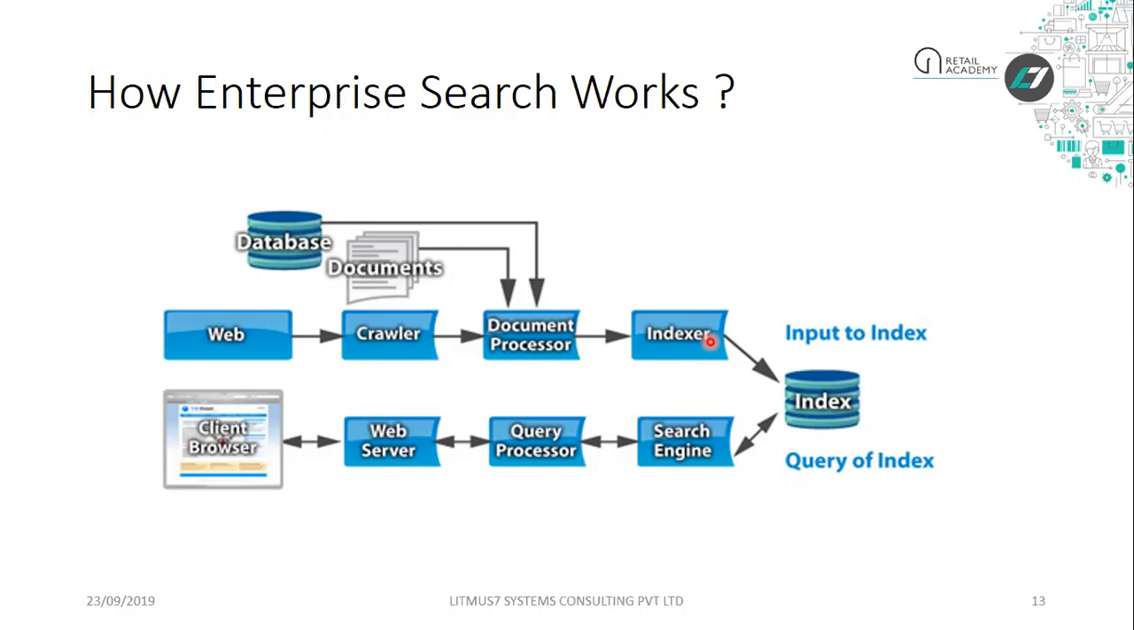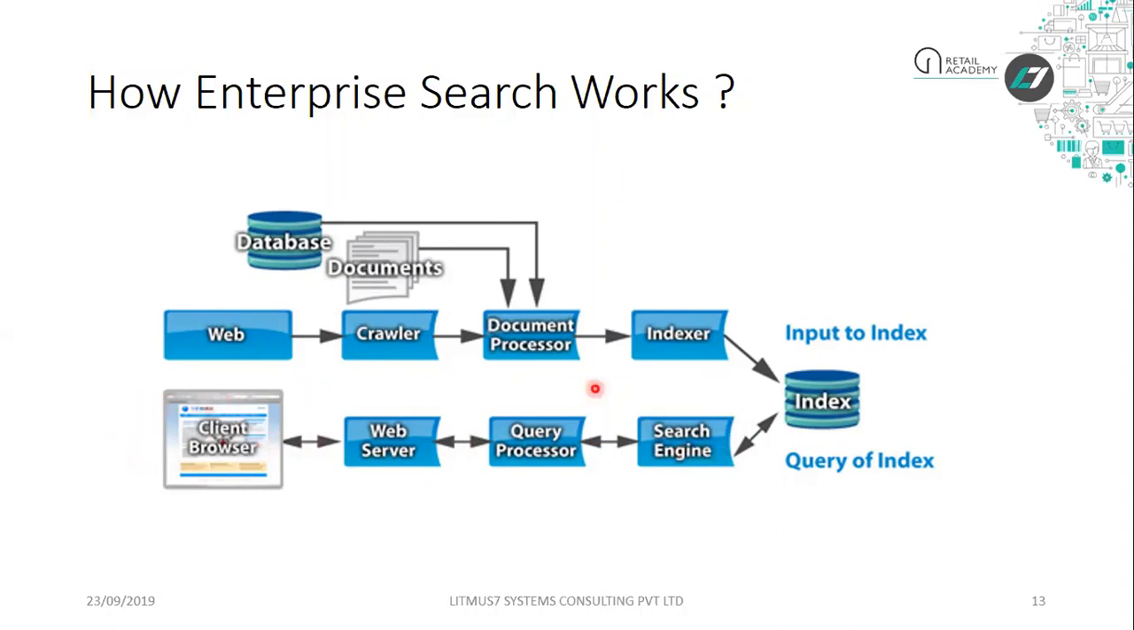These are on an eagle view level, actually a high level view. These are the main steps that happen in any search engine or enterprise search engine. As you can see, there are two processes happening over here. The first one on the top is known as the indexing process, and the second one on the bottom is known as the search process.